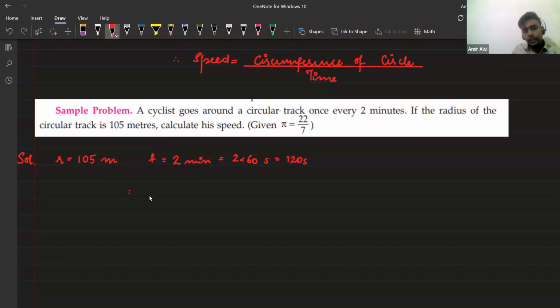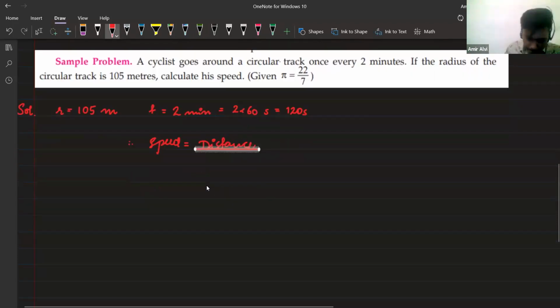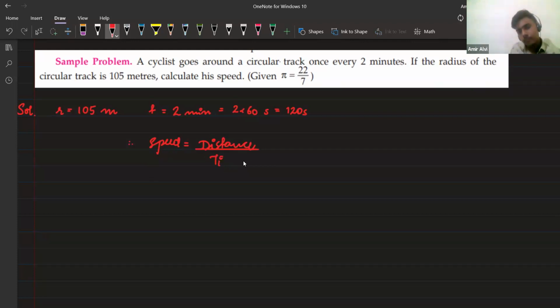So we have to calculate the speed, which is equal to distance by time. Distance is nothing but the circumference of the circle, right, bachchon? Yes, sir. So distance by time is 2 pi r by t. What is the value of pi? That is 22 by 7. So 2 into 22 by 7 into 105 divided by 120.